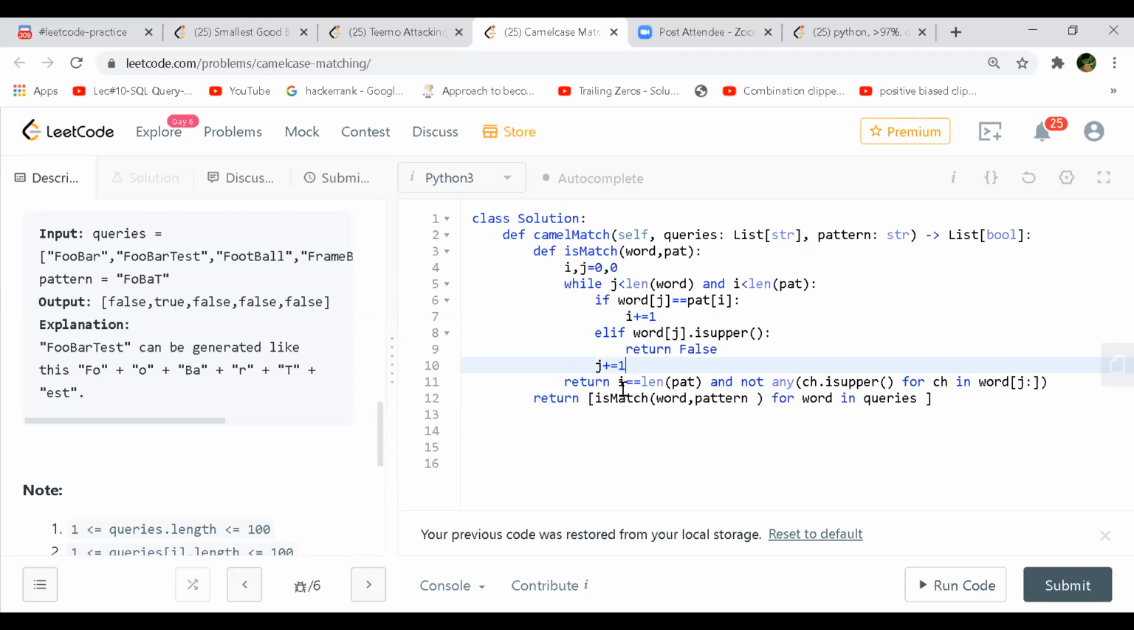And at last, once the entire length of the pattern is done, it will check whether your pattern is finished or not. So if it is finished, it will return true. And if any one of them is false, for example, let's say you covered the pattern, but still some of the word is left after, say, T, E, S, T. So for that, it's checking whether there is any uppercase character. If not, then it will return true.